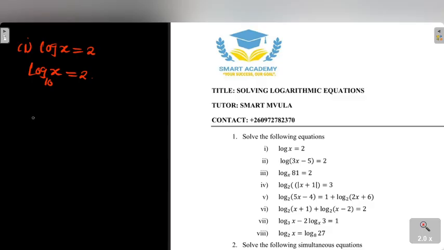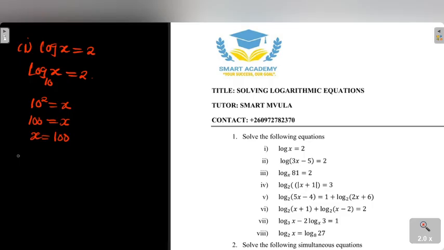Whenever you have a single logarithmic equation, you change it to an exponential function. The way we change this function to an exponential is we always say the base to the power answer equals x. So the base, which is 10, to the power 2 equals x. Then 10 to the power 2, we have 100. This will give us x. So therefore the value of x is equal to 100. That's what we have for part 1.